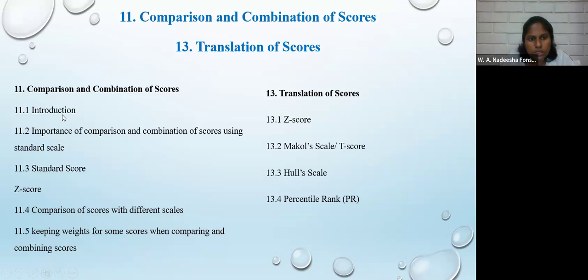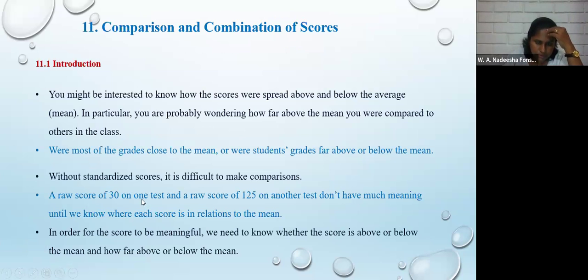So, comparison and combination of scores. As I told you earlier, up to now we produced a quality paper, distributed it among the children, and evaluated them, and now we are at the step of comparison and combination, and we want to get some information using those results. That is why we discuss these things, comparison and combination of scores. Under that, we can discuss this introduction and these things.